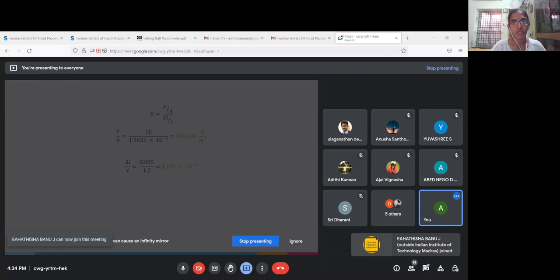So you calculate Young's modulus by separately calculating the stress, which comes out to be force by area, that is 5092.96, and your strain comes out to be delta L by L, which is 4.167 into 10 power minus 3. If you divide these two values, you get a Young's modulus of 1222 into 10 power 3 Newton per meter square. So your correct answer is option A, not option C here.